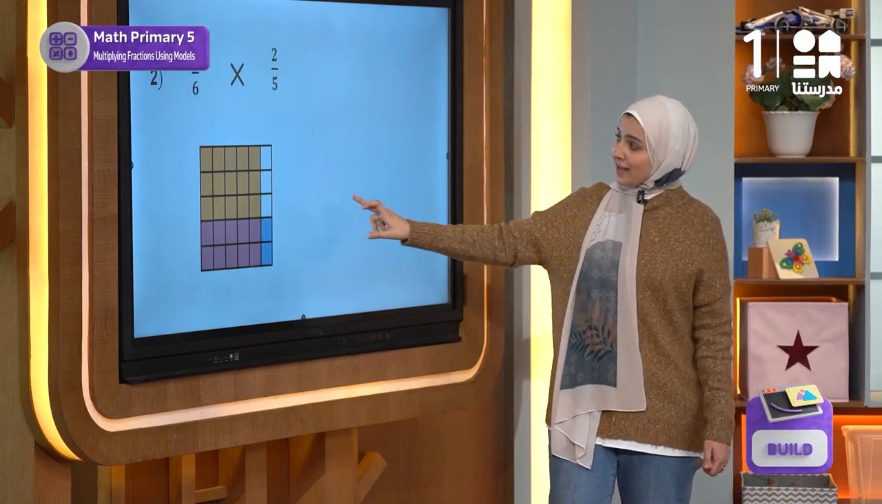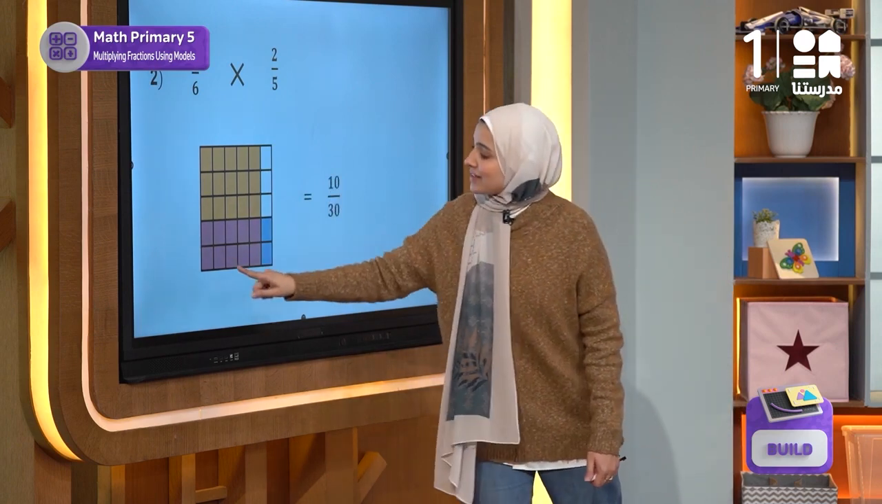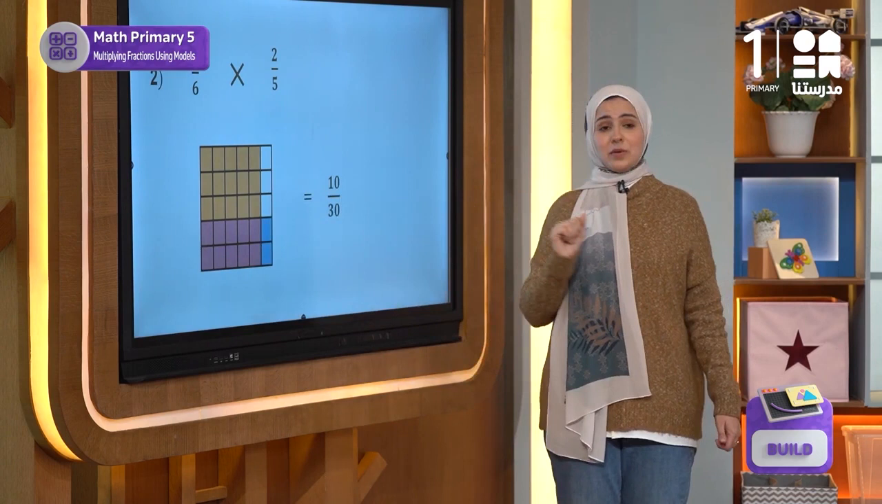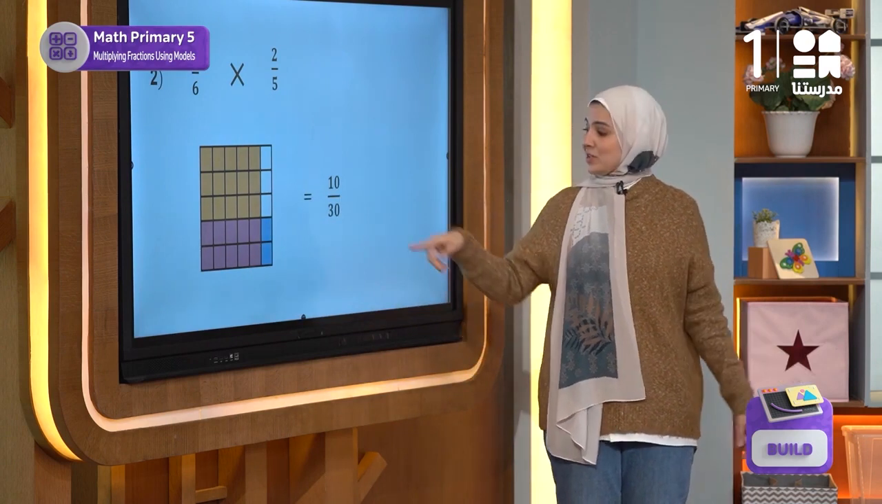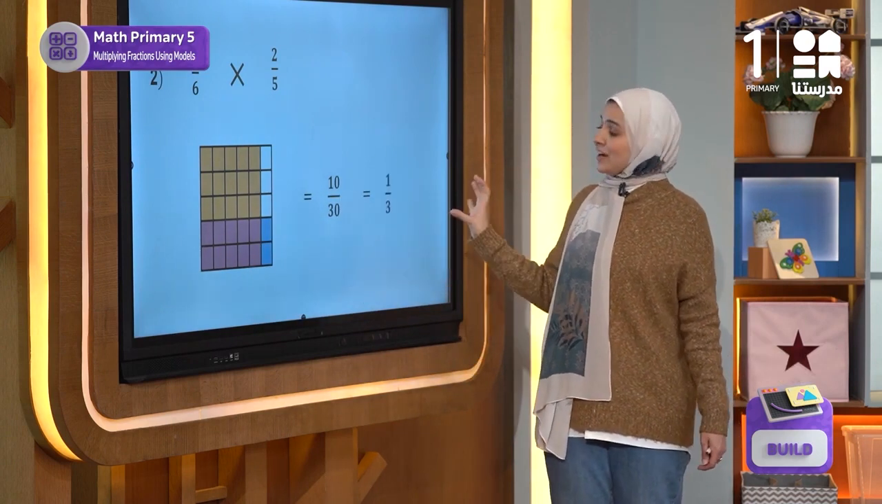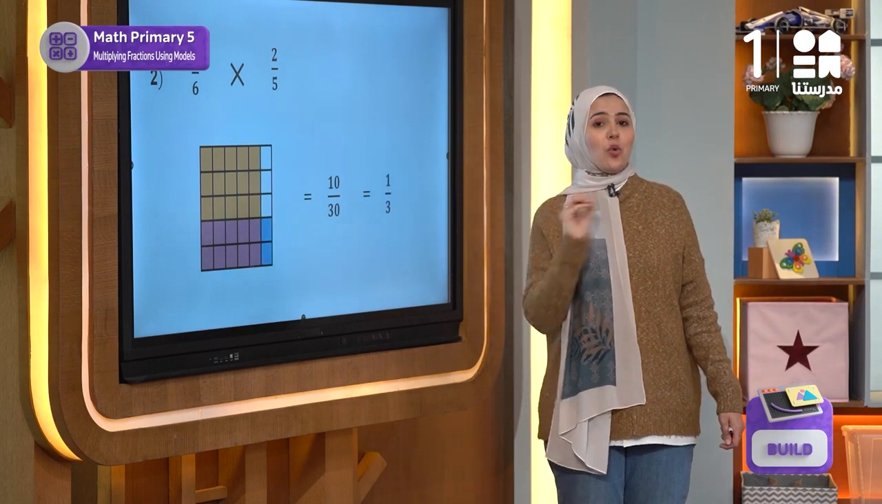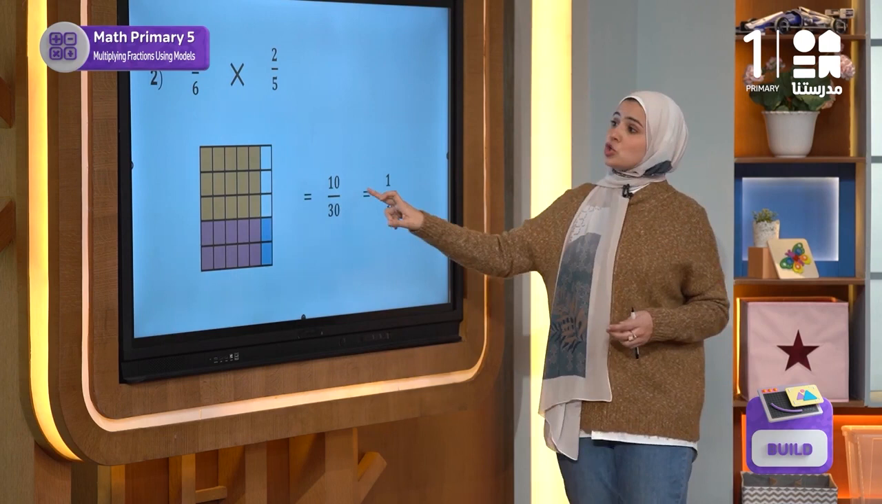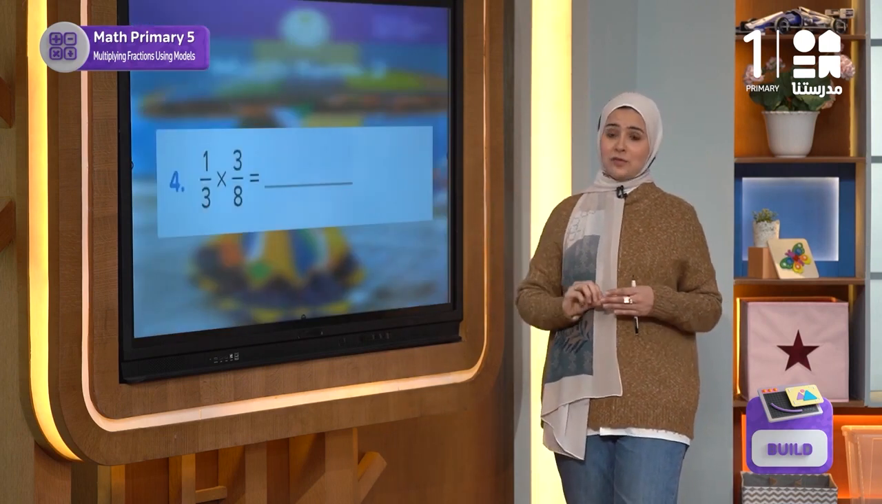How many are they? Let's check. We have 10 out of the total 30. And of course, this number is not in the simplest form. I will take the 0 up and down, so my final answer will be 1 over 3. I think this was easy. Now let's move on to problem 4.